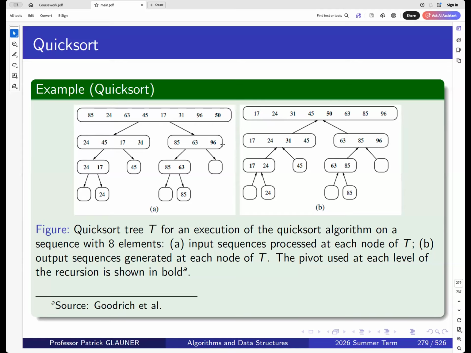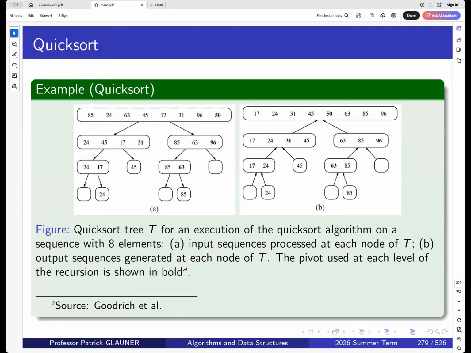I want to see some guesses from you on what you think the complexity could be if we don't split this well. Say we always just split into one large sublist. How deep would this tree be and how much work could this take? You can send some guesses of the O here to the chat. What you think the O complexity could be.